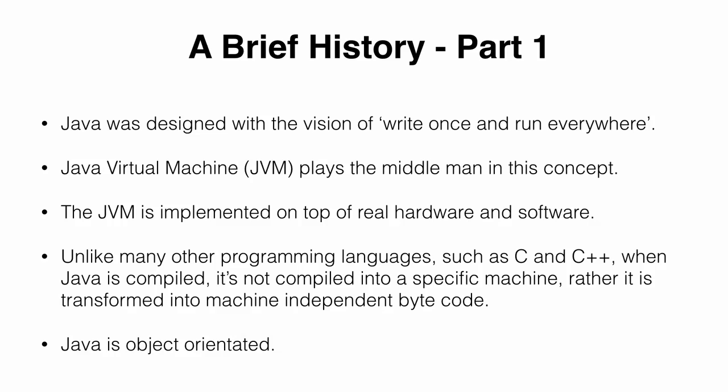Unlike many other programming languages such as C and C++, when Java's compiled, it's not compiled into specific machine code, rather it is compiled, transformed, whatever you want to call it, into machine independent bytecode. And bytecode is incredibly important when it comes to Java.